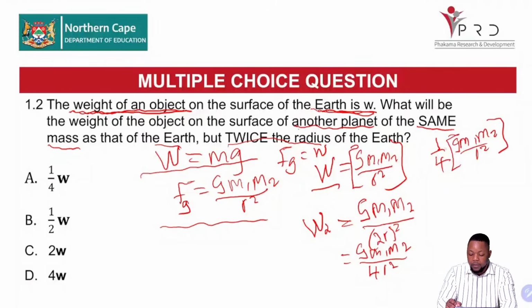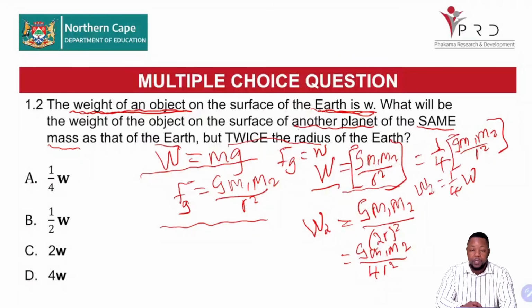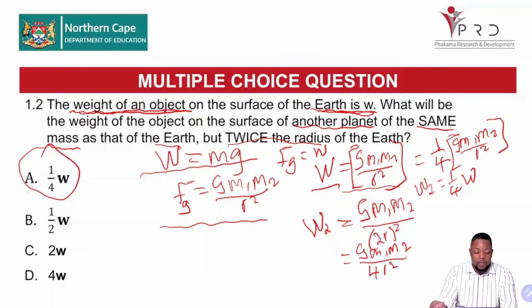Now we know this bracket. We have seen this bracket from here, that bracket is equal to W. Therefore, we can tell that the new weight is now going to be 1 over 4 W. Remember, the bracket is W. Then we will be able to choose the answer. What are the options? Option A says 1 over 4 W. That's what we got. And that is our answer. And that is how we can use the data sheet to work out the answers on the multiple choice questions.